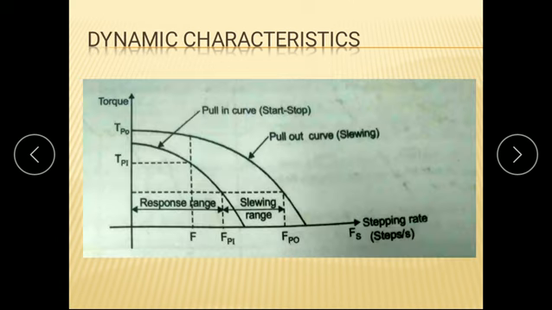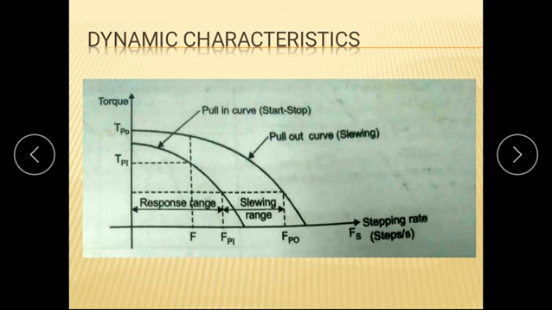And next comes the dynamic characteristics. Dynamic characteristics, that is the response region, is from Fs ranges when it is less than FPI. This region is an operating region or response region. We are advised to operate our motor only in this response region. Above that region, it will be the slewing range. That is the high speed operation mode curve represented here, and this region is called the slewing range.